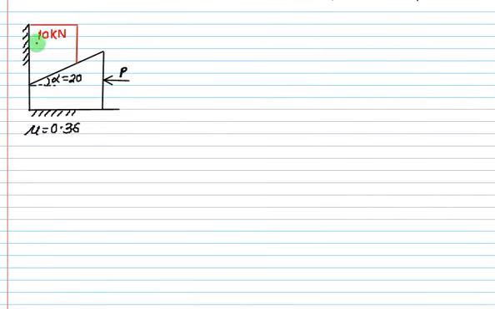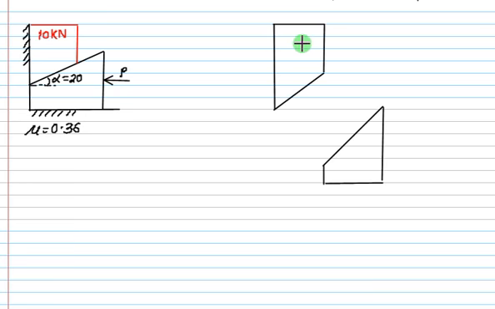We have a block of 10 kilonewton, and this one is the wedge. All coefficients of friction are 0.36. We have one 10 kilonewton block, and we are given the wedge angle equal to 20. Coefficient of friction of all surfaces is 0.36. This one is external force P. We want to find out external force P. So this one is FBD for the block of 10 kilonewton, and this is FBD for the wedge.